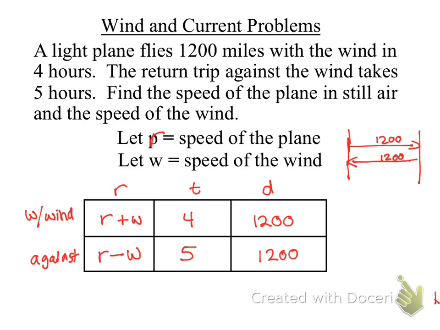So what are my two equations? Multiply across. What's one equation? Somebody? Noah. 4 times the quantity of R plus W equals 1,200. And the other one? 5 times the quantity of R minus W equals 1,200. Good. Okay, I'm going to just go on to the next. Do you guys have this written down?